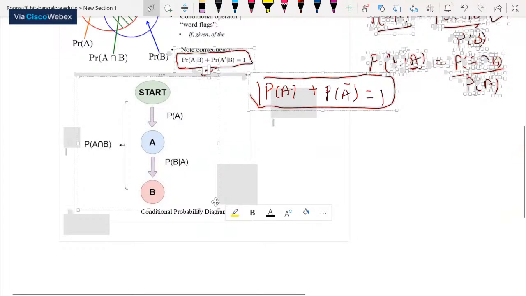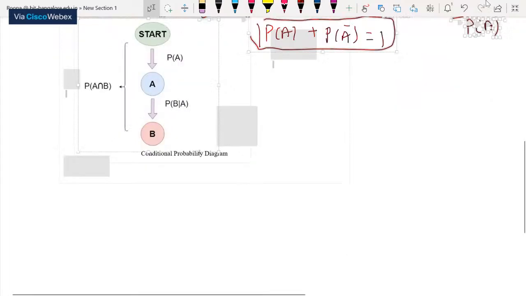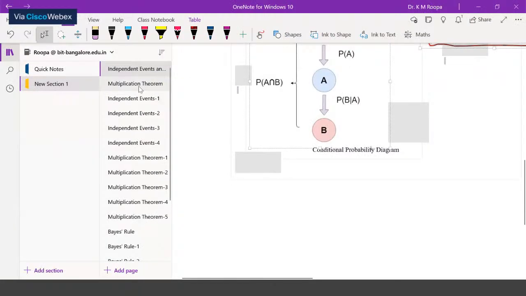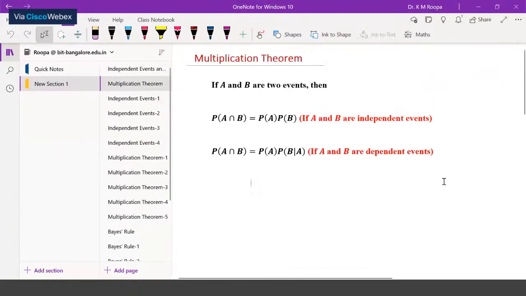See which one is dependent, that comes afterwards. Which one is not dependent, that comes first. That's all. This is a thing we have to remember about dependent and independent events. Now before moving to the next step, I want to share the multiplication theorem.